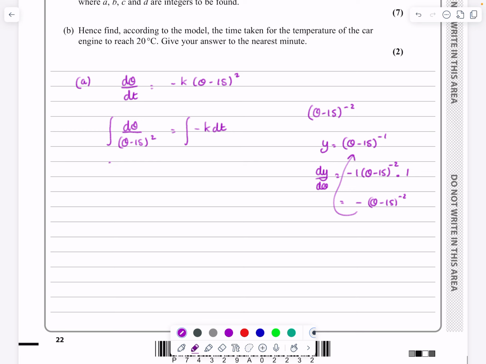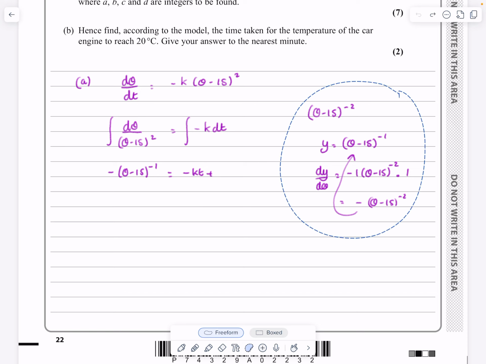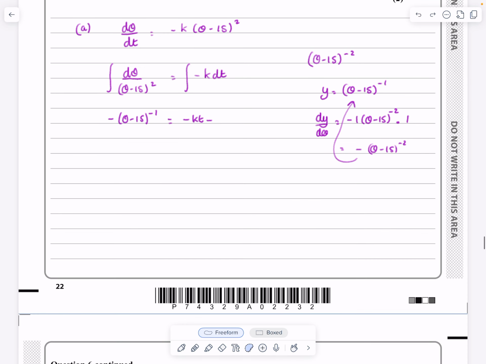So I'm straight away going to say, getting rid of the integral sign, this is minus (theta minus 15) to the minus 1 is equal to, integrating on the other side, minus kt plus my constant now. Normally I'd just get rid of the integral sign and wouldn't take any time over that part. But here, at this stage, we've got minus kt plus c.